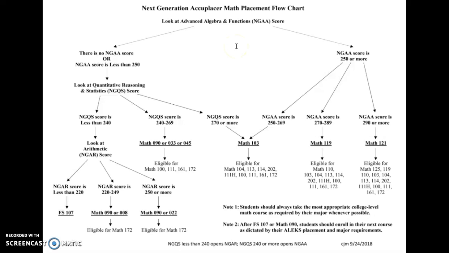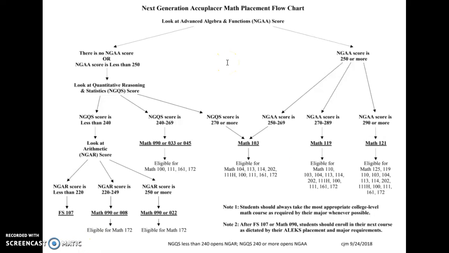Another example. A student has a score of NGAA 280 and NGQS 280. By the flowchart, we will look at the NGAA score first. Since the student has a score of 280, we will move to the right side of the chart. And then we can see that the 280 will fall in the middle here of NGAA 270 to 289. In this case, we can see that the student is eligible for Math 119, which is pre-calculus, or the other math classes that he could be eligible for depending upon the requirements for his program.